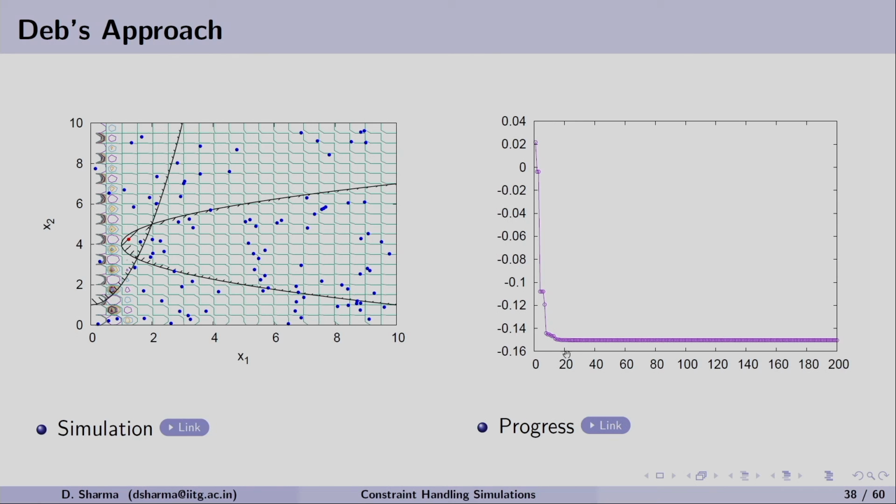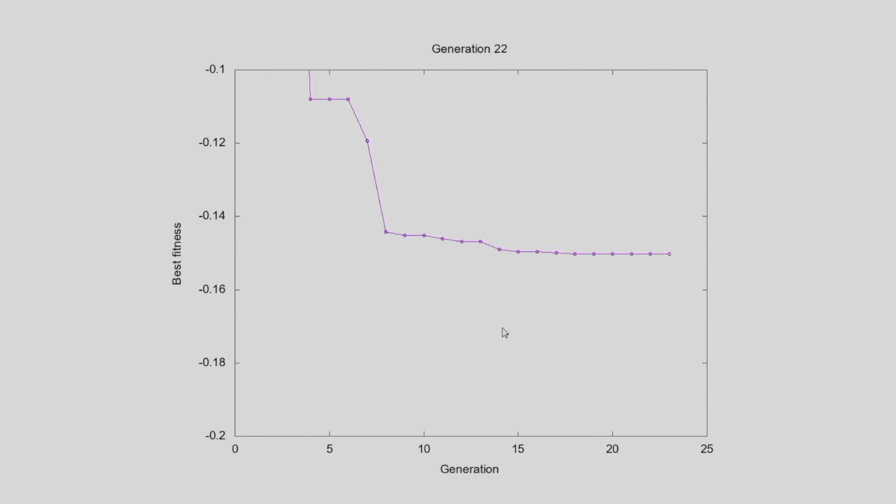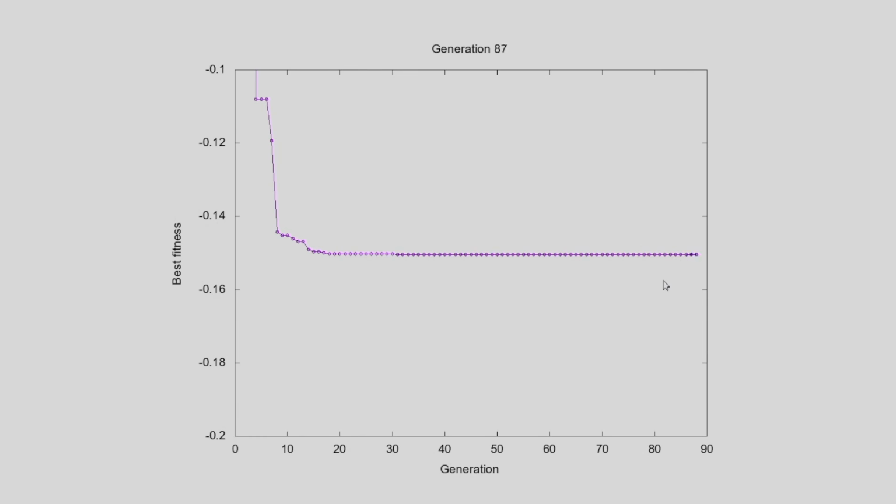If we look at the progress, just before 20 generations, the optimum solution was found by this particular approach. So, we will see the progress now. As we can see, just at the 15th generation, we get the optimum solution, and that is why the best fitness for the given problem will remain the same throughout the 200 generations.